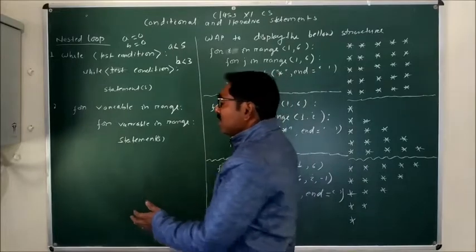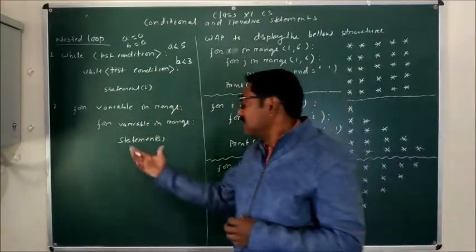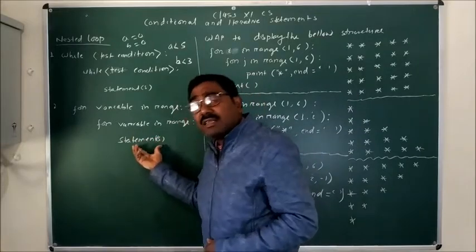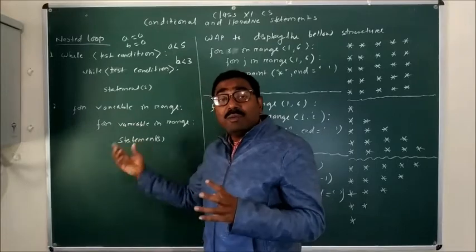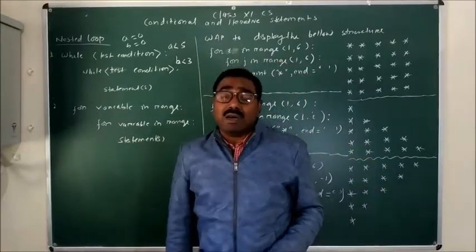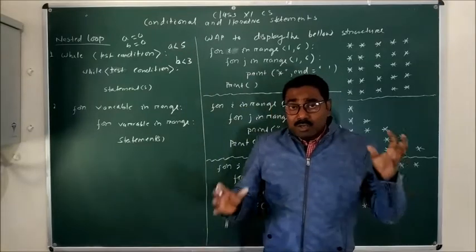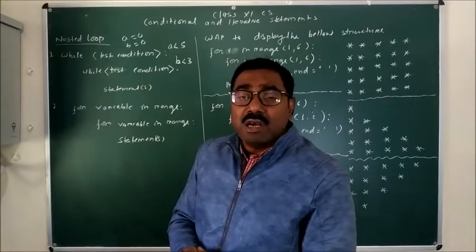Likewise, if you are using for loops also, the total number of executions of the statements written under the inner loop will be the product of the number of executions of the inner loop and the outer loop. So this is how a nested loop works.